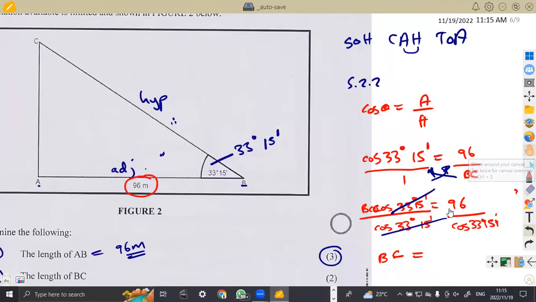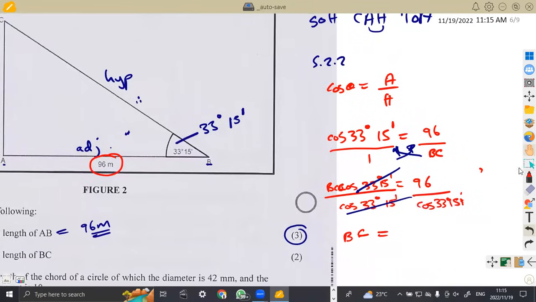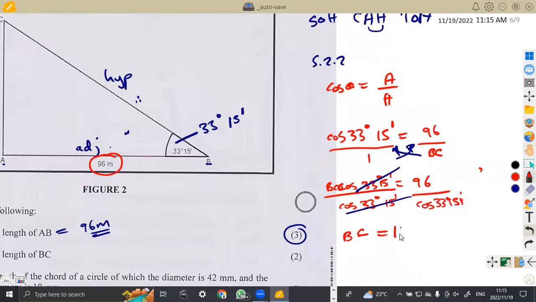Okay, so that's it. Let me write it here. So we've got 114.793. The units is meters. So this is going to be meters. So that was your BC.